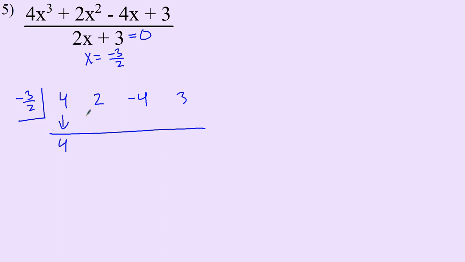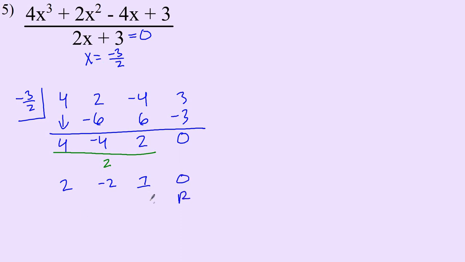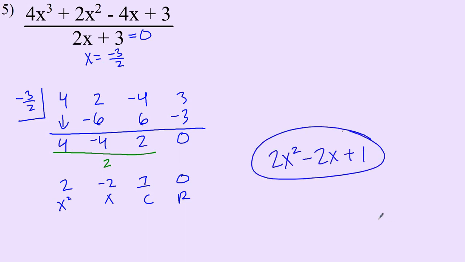Bring down the 4. We multiply: negative 6, negative 4. 6, 2, negative 3, 0. All right, because we had a fraction, we divide those by 2. So we end up with 2, negative 2, 1. Almost did that one wrong. Remainder, constant, x, x squared. So our answer is 2x squared minus 2x plus 1. No remainder. There you have it.